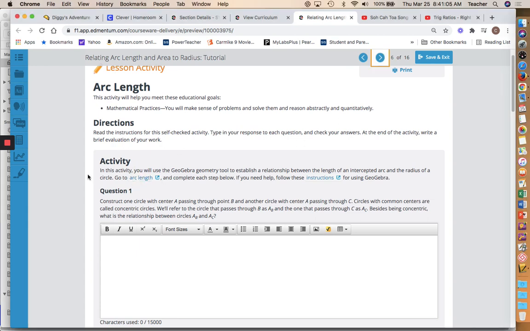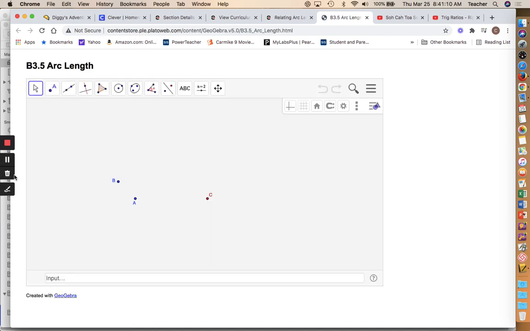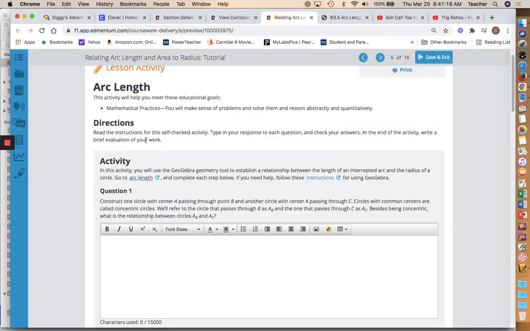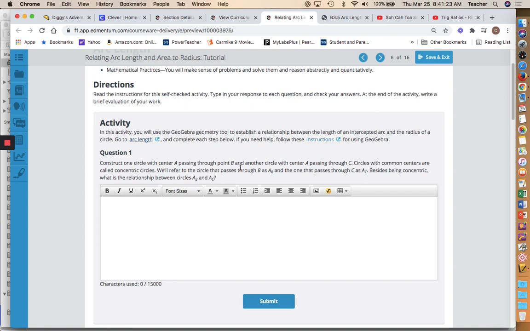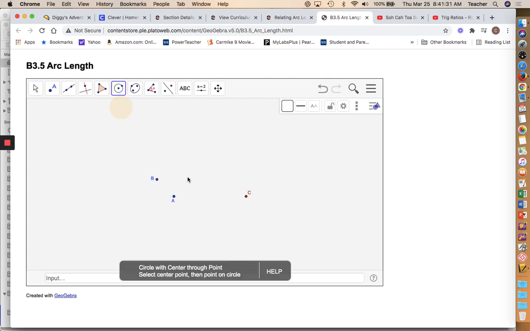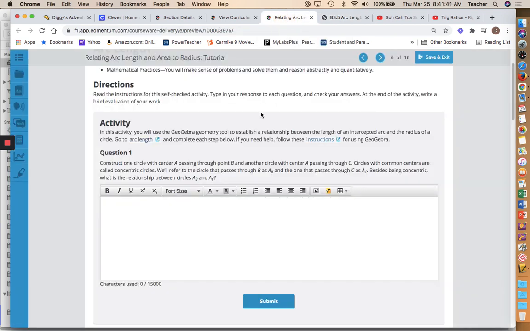All right, so I'm going to click on my GeoGebra for arc length. Okay, I don't have a grid or anything. I'm just seeing 3 points. Create one circle with center A passing through B and another circle with center A passing through C. So I have to have 2 circles. I'm going to do circle with center and point, going A to B and A to C. Both of these circles have the same center.